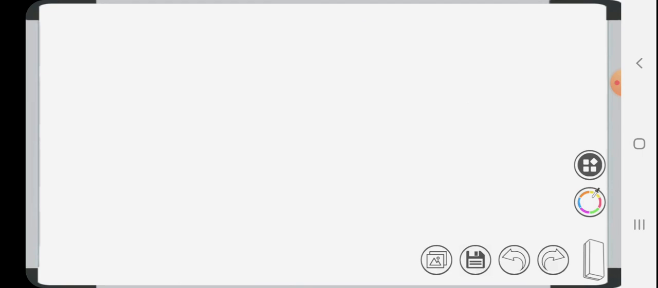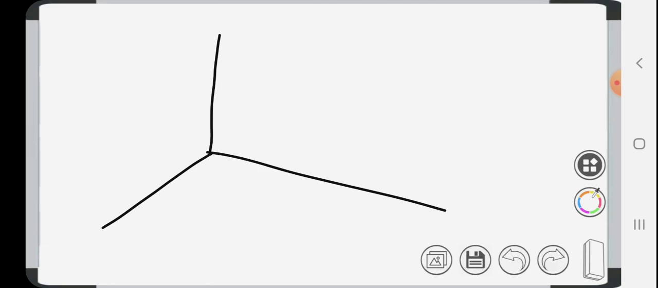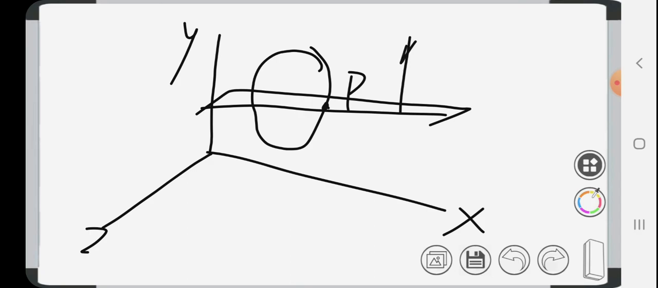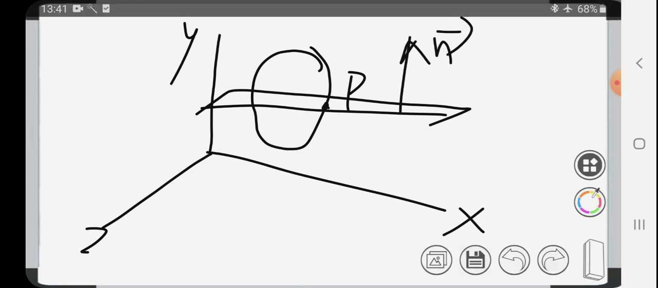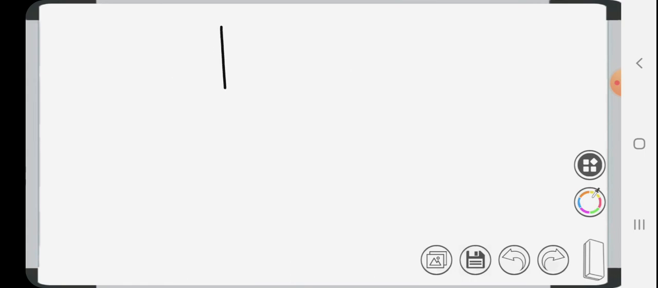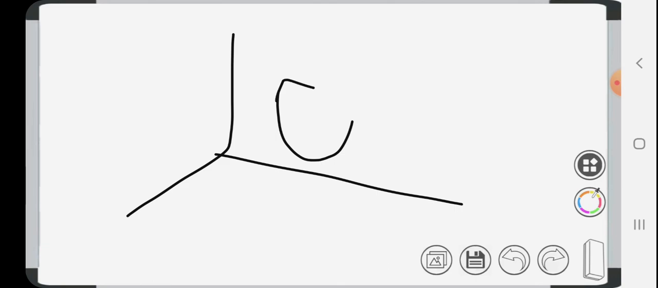Okay, and now students, I am taking the same coordinates, same point P here, but I am cutting with a plane having normal vector parallel to y. So this is a y plane, right? The normal n vector is parallel to y. So this plane will be the y plane. Same point but different plane.